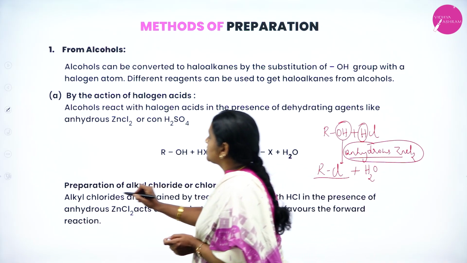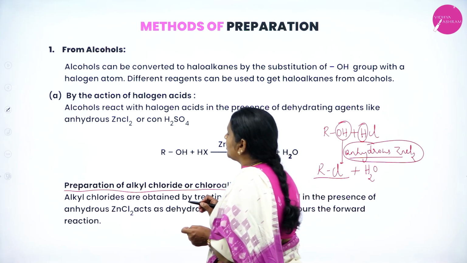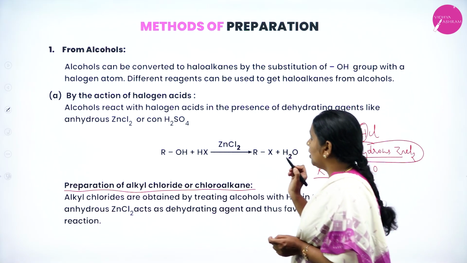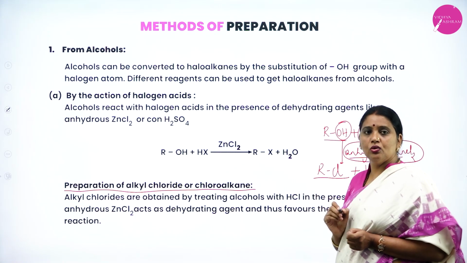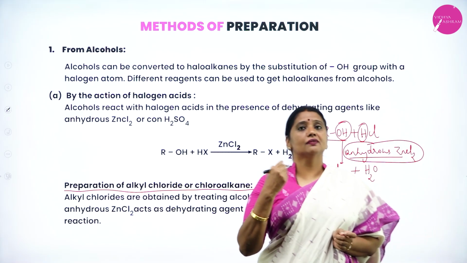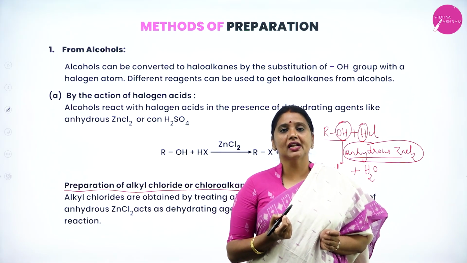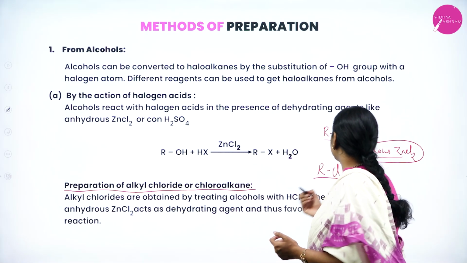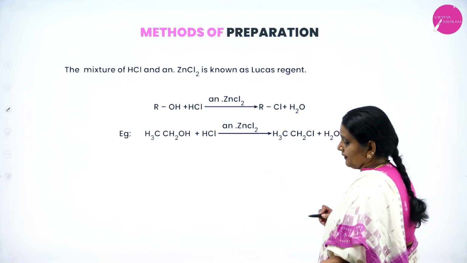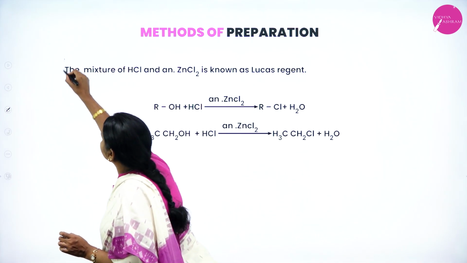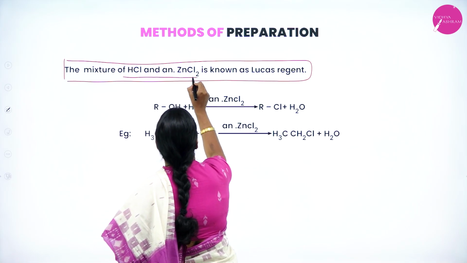Once again I will repeat. Now we have prepared alkyl chloride or chloroalkane. How do you obtain alkyl chloride? Take the starting material as alcohol. The general formula of alcohol is ROH. It is treated with HCl in the presence of anhydrous zinc chloride as a dehydrating agent. You are going to get RCl plus water.